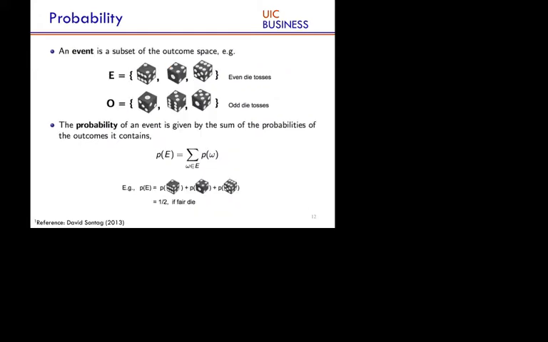So next, what's an event? An event is a subset of the outcome space. For example, here the event is the outcome being even, and the second event is the outcome being odd. Okay, and the probability of an event is given by the sum of the probabilities of the outcomes it contains. So here it's quite simple. It's just the addition of the 3 outcomes that the event encodes. So for example, it could be 1/2 if it's a fair die.